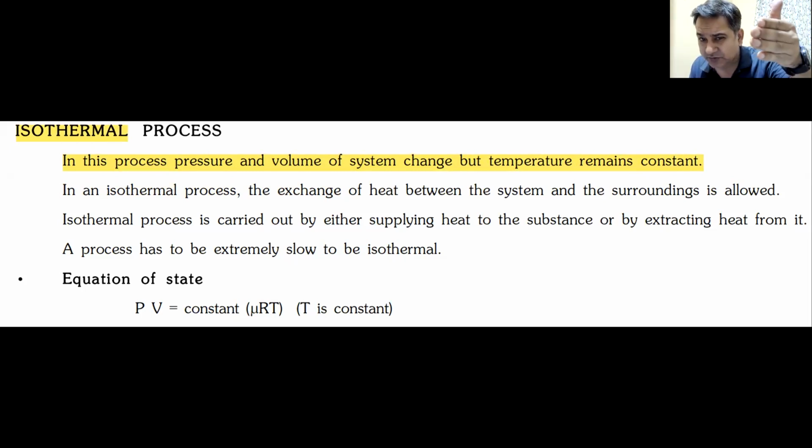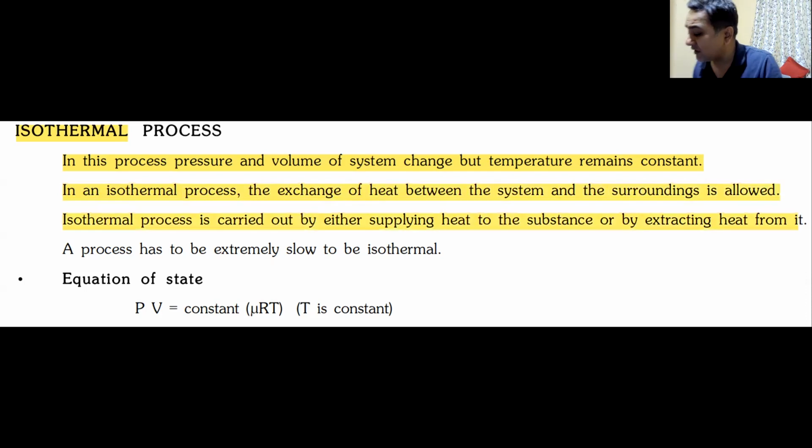Have you come across such a process before? Yes, we have. Latent heat: when the body is at its melting point or boiling point, you give it heat, the temperature does not change. The body melts or the body vaporizes. So that is one example of an isothermal process. When you give heat to a body, the temperature of the body will not change. So where will the heat go? In an isothermal process, the exchange of heat between the system and surroundings is allowed. So this process has to be extremely slow.